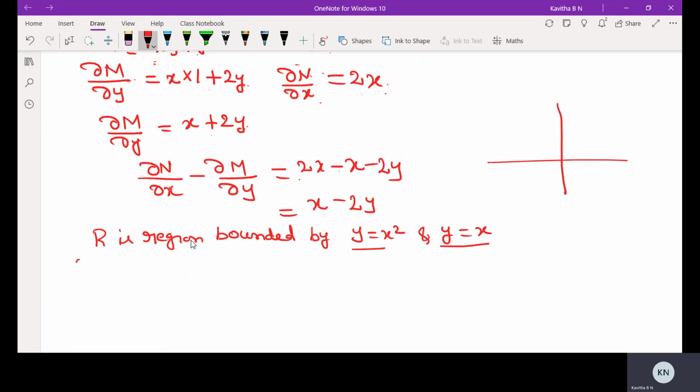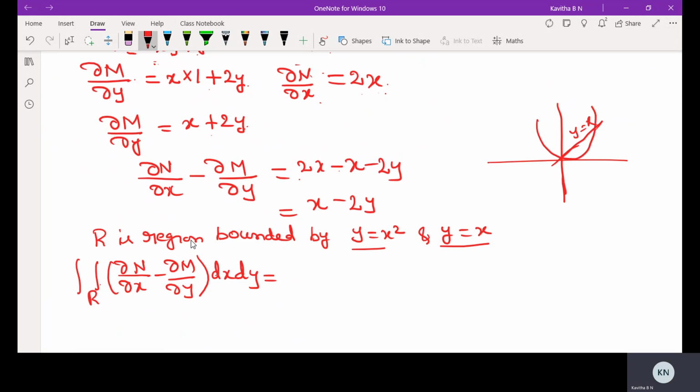Okay, write down here the RHS part: double integral over R of del n by del x minus del m by del y dx dy is equal to, then observe the diagram. Straight line y is equal to x, then x square is equal to y. This is the point of intersection 0, 0, and this is 1, 1. The curve goes this way, which is nothing but y is equal to x square.